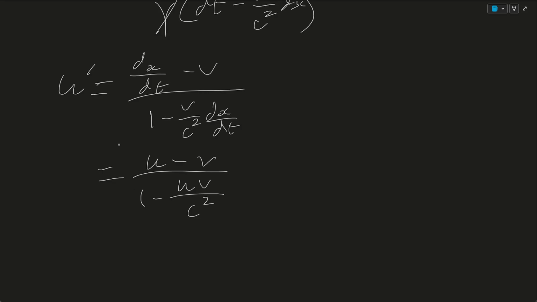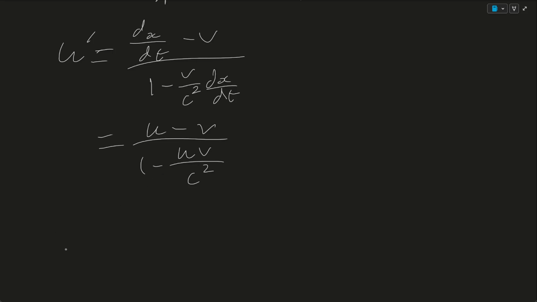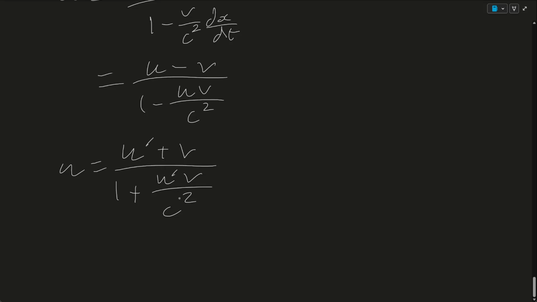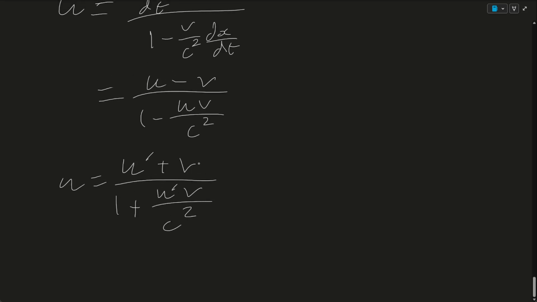Wait a minute, I forgot to rearrange. That's why I'm not plugging things into the right place. You can literally just swap it over, but the minuses become pluses. There we go. This makes more sense. So now if u dash and v are much less than c, then u dash v over c squared is much less than 1, so this is all roughly equal to 1. So u is just roughly equal to u dash plus v.